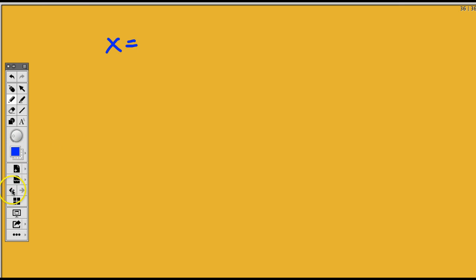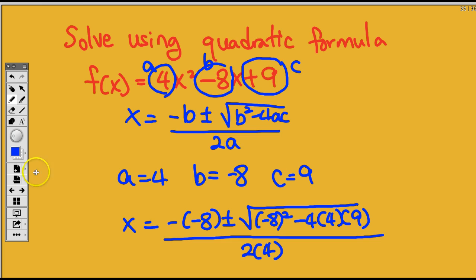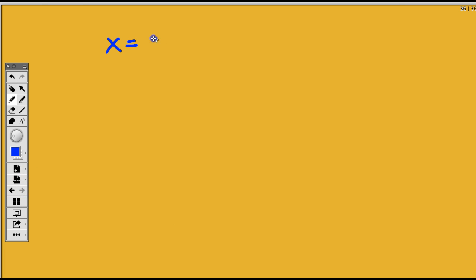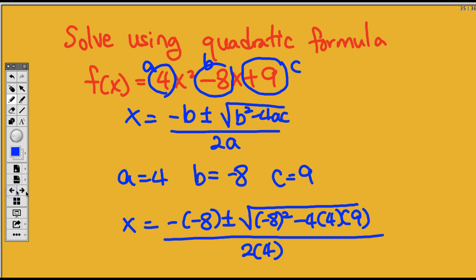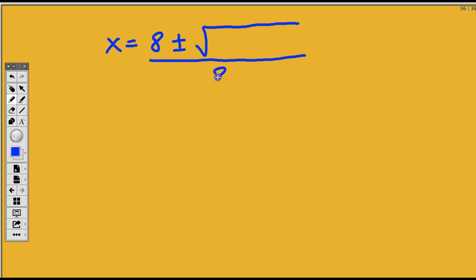X equals, and I have to go back to see. Two negatives make a positive 8, so I'm going to put positive 8 plus or minus the square root. I'm going to come back to that later. And it's all over, let's see, what's 2 times 4? That's 8 right there. So I'm going to put 8.